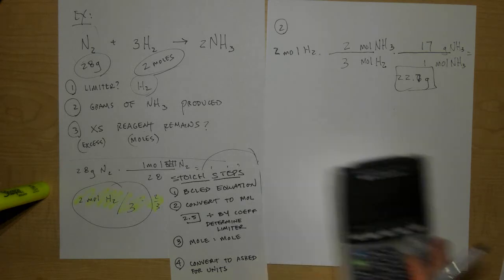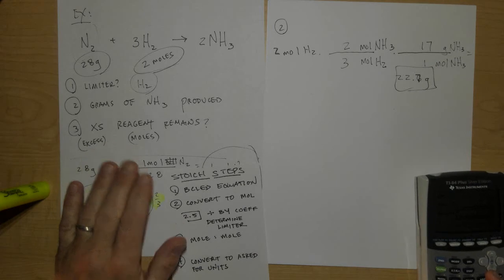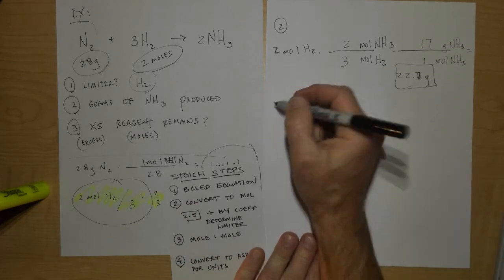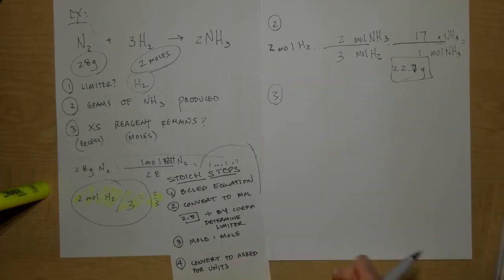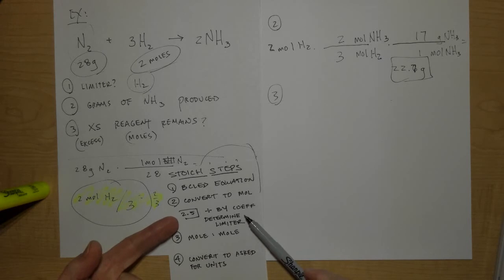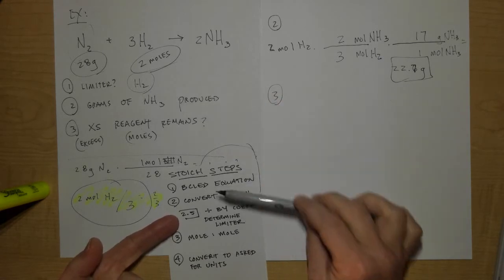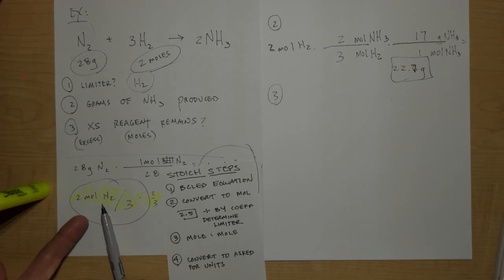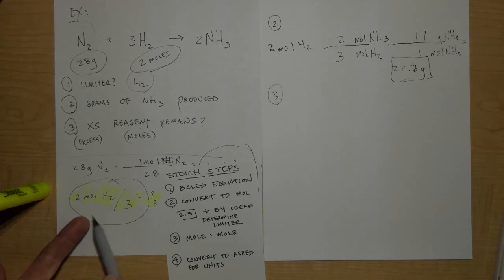All right, last question then. How much of the excess reagent remains? This is usually the question that separates the A's from the B pluses, because this is a tough question. Step number 3, remember what I said, when you're working past number 2, no matter how many questions they ask, always start with the number of moles that's your limiter.